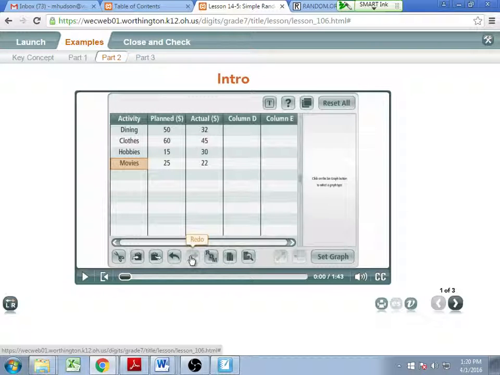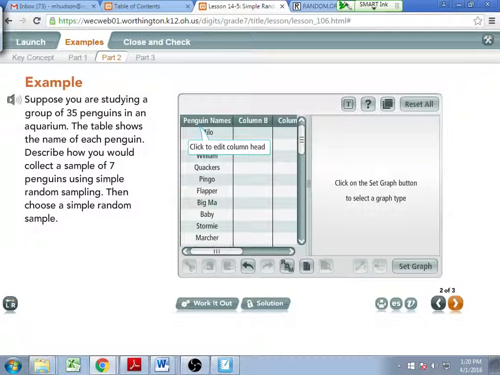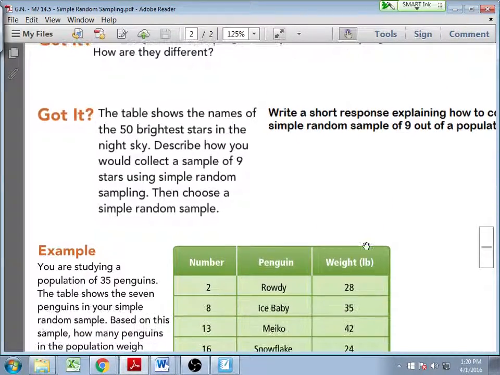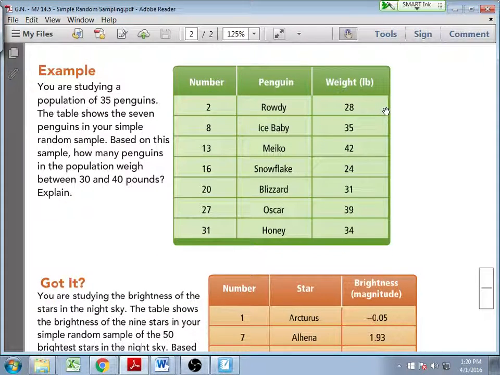We're going to skip, actually, I'm just going to come back to your notes. We're going to skip the stars right here. We're going to go to penguins. So we're studying some cute little penguins, but they smell. I love the name Miko. We choose.